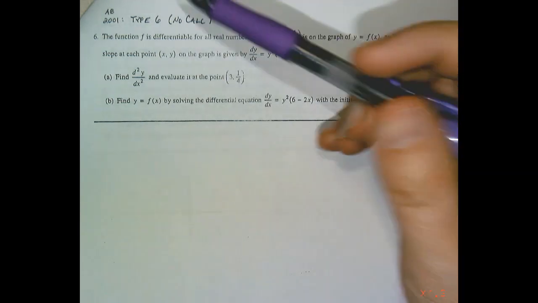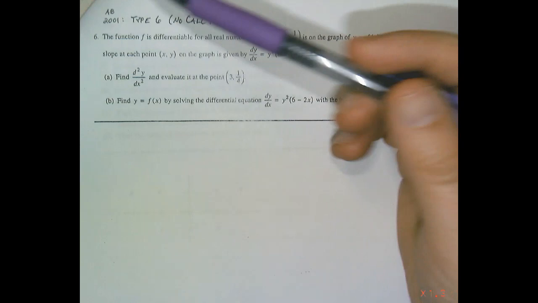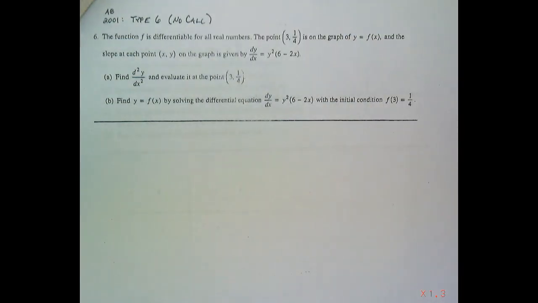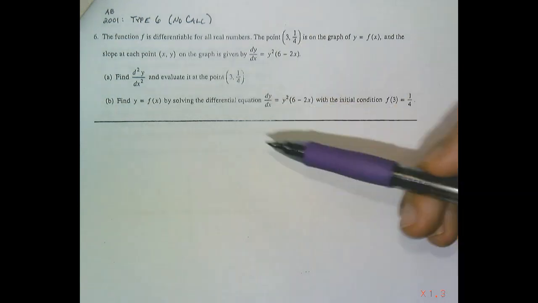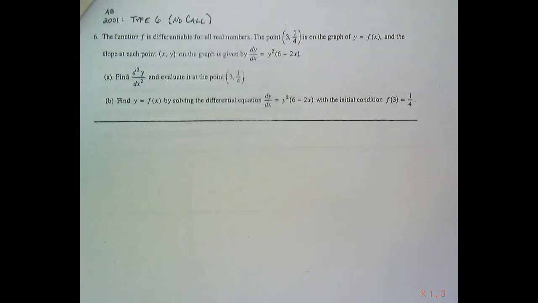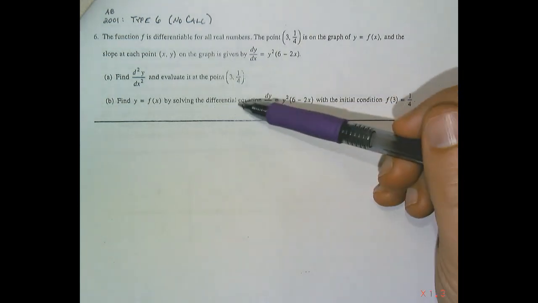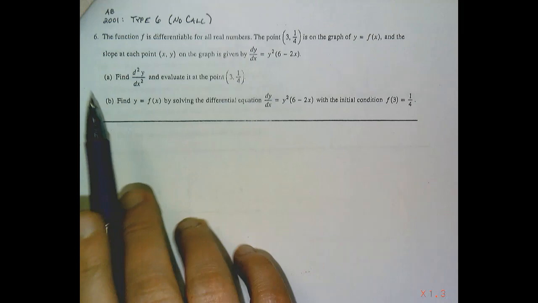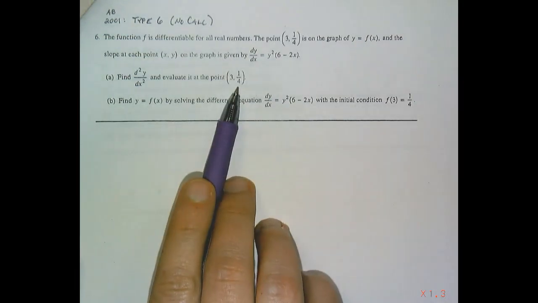Today's question comes from the 2001 AB exam. I've classified it as a type 6 problem. It is slope fields and differential equations. However, in this problem, we're actually not drawing any slope fields. We will be solving the differential equation given an initial condition. Part A looks like we're going to be finding the second derivative and evaluating at a point.